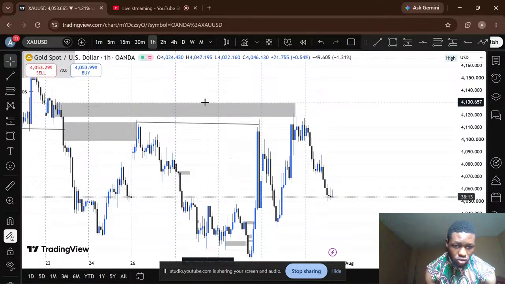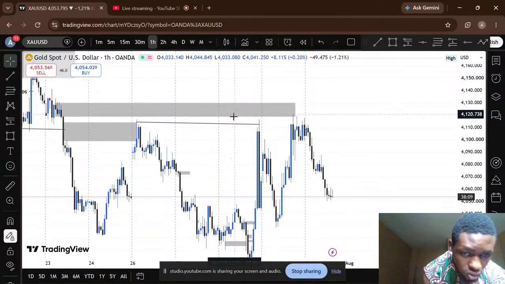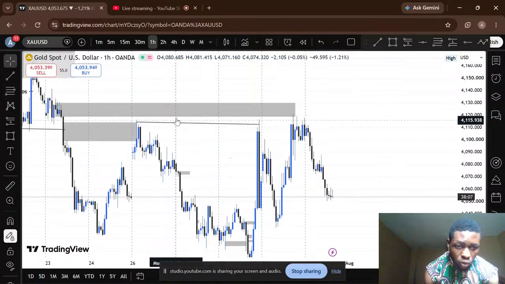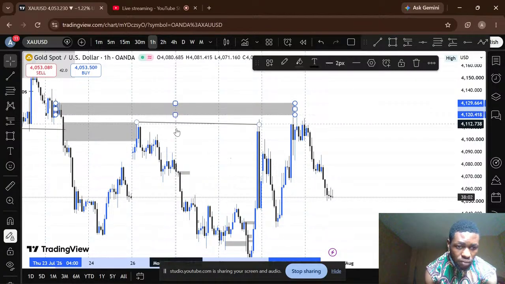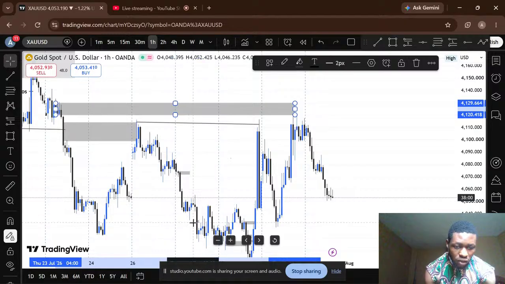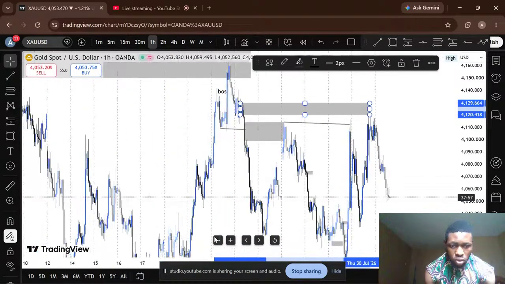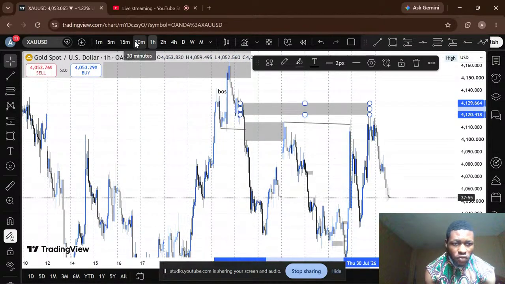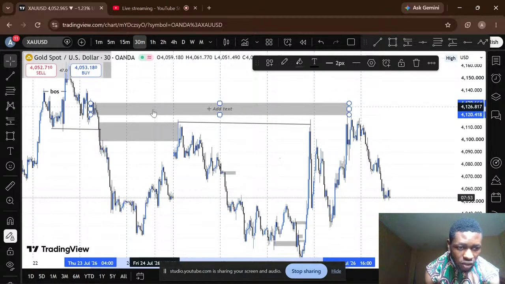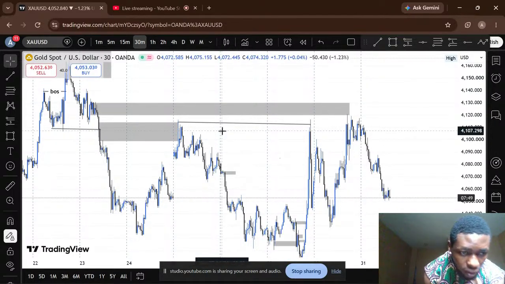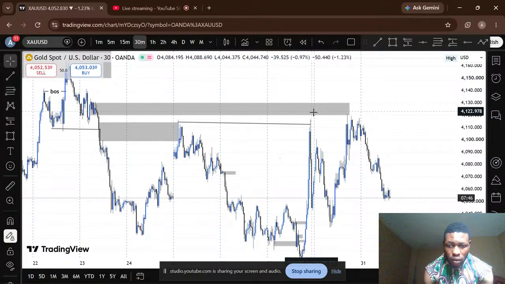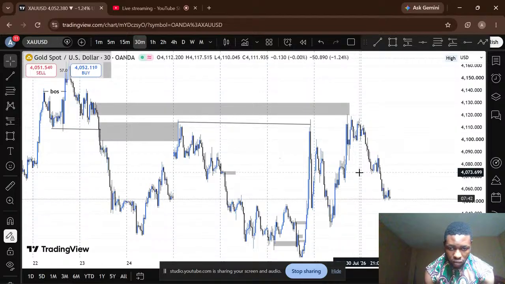Still came back to this zone and then officially tapped into this zone, which we are not sure of because this is not our entry time frame. Let me move to our entry time frame to know. 30 minutes, 15 minutes is our entry time frame, and then here we are. Price came to this place and reacted off this zone and started pushing down.